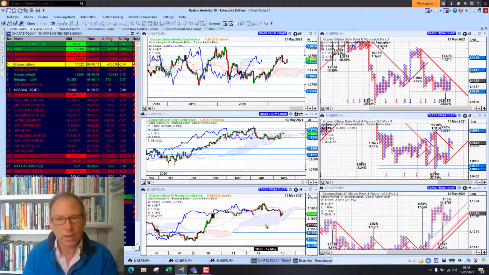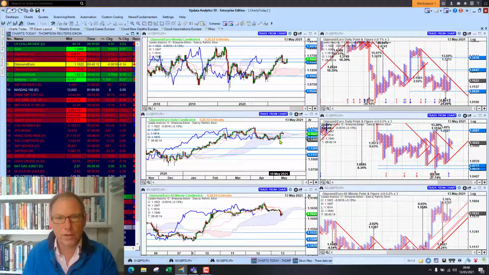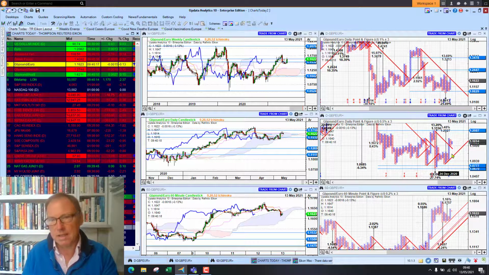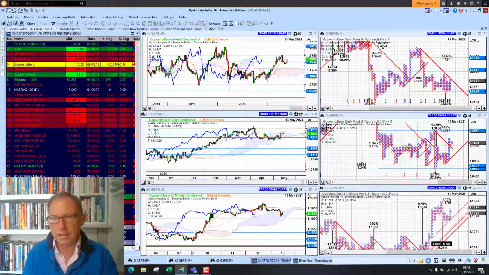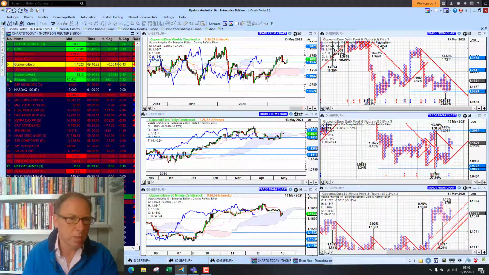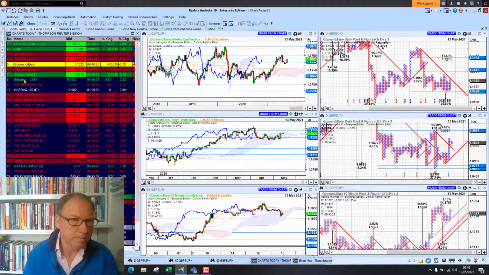Against the euro, holding the 116 mark. Finding support on the cloud there as well. Bullish on all three time frames. Sterling is looking better again with upside targets there to play for. If you're trading currencies, of course, keep an eye on the shorter 1 minute charts as well.